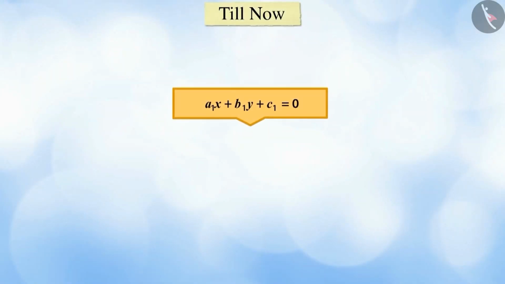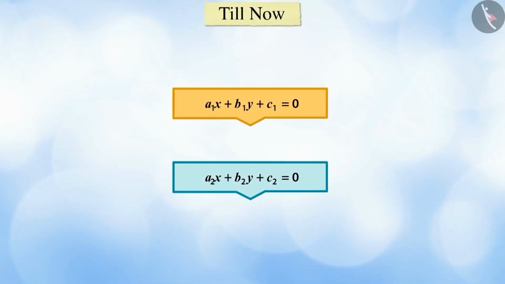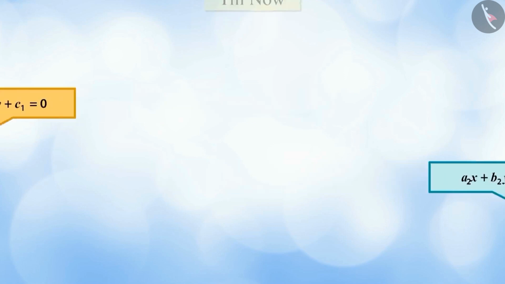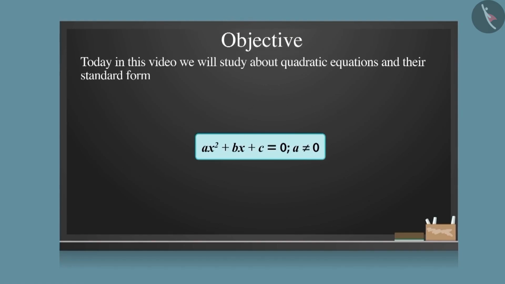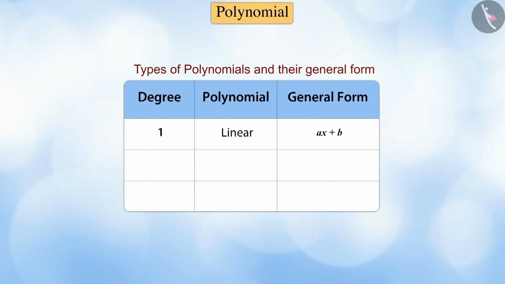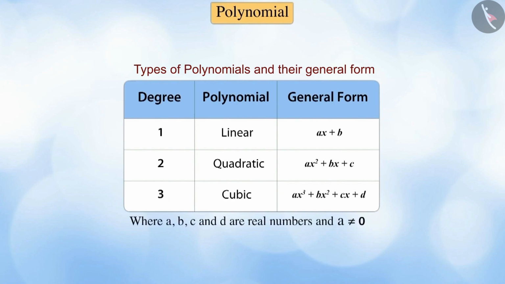Till now, we studied about linear equations in two variables. In this video today, we will study about quadratic equations and the standard form of quadratic equations. In the previous session, you have already studied about polynomials. Do you remember about quadratic polynomials? Can you tell what would be its general form?